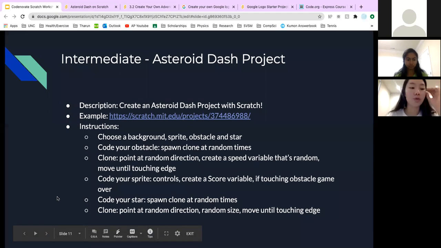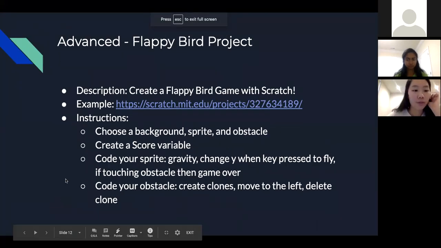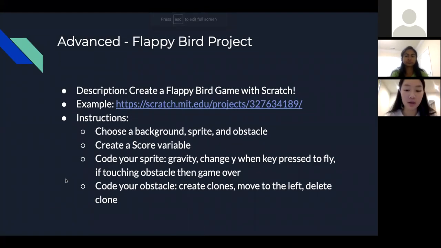And for the next one, it's more advanced. It's a Flappy Bird project. So you code a Flappy Bird game. First you choose a background, a sprite, and an obstacle. In Flappy Bird, the sprite is a bird, right? And the obstacle is like green cylinder stuff. Then you create a score variable that keeps track of your score.